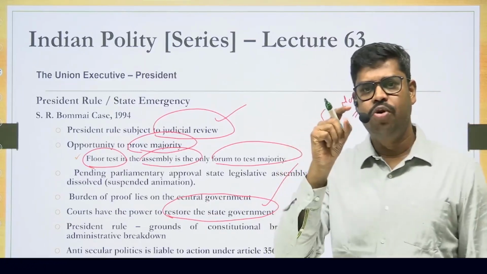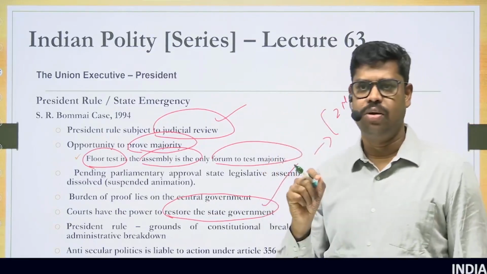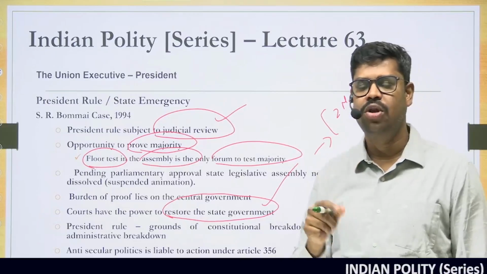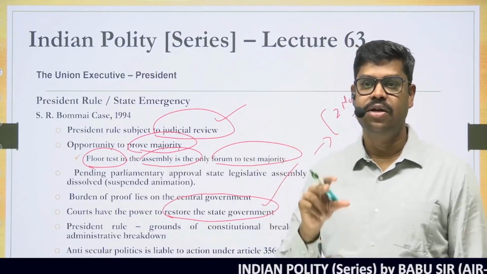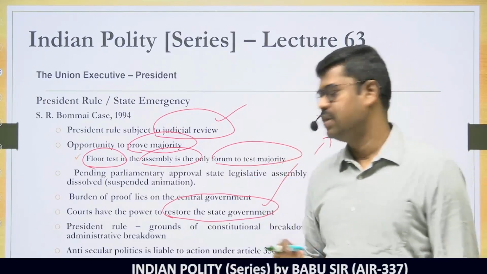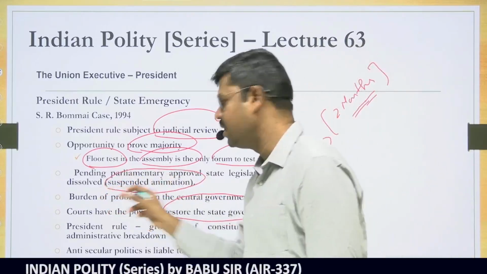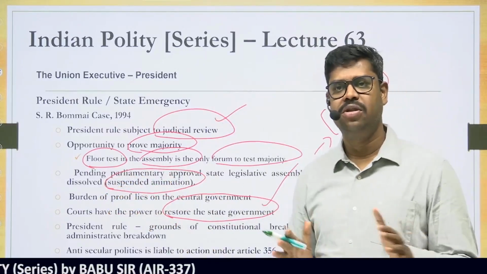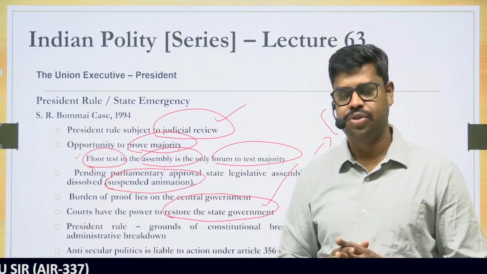Now the Supreme Court has made it very clear that once both the houses of the parliament give approval for the imposition of president rule, only then can the legislative assembly of that particular state be dissolved. Till that point of time, the legislative assembly of that particular state has to be kept in a state of what is called suspended animation. So this is very, very important. It is not mentioned in the constitution, but this is the interpretation given by the courts.